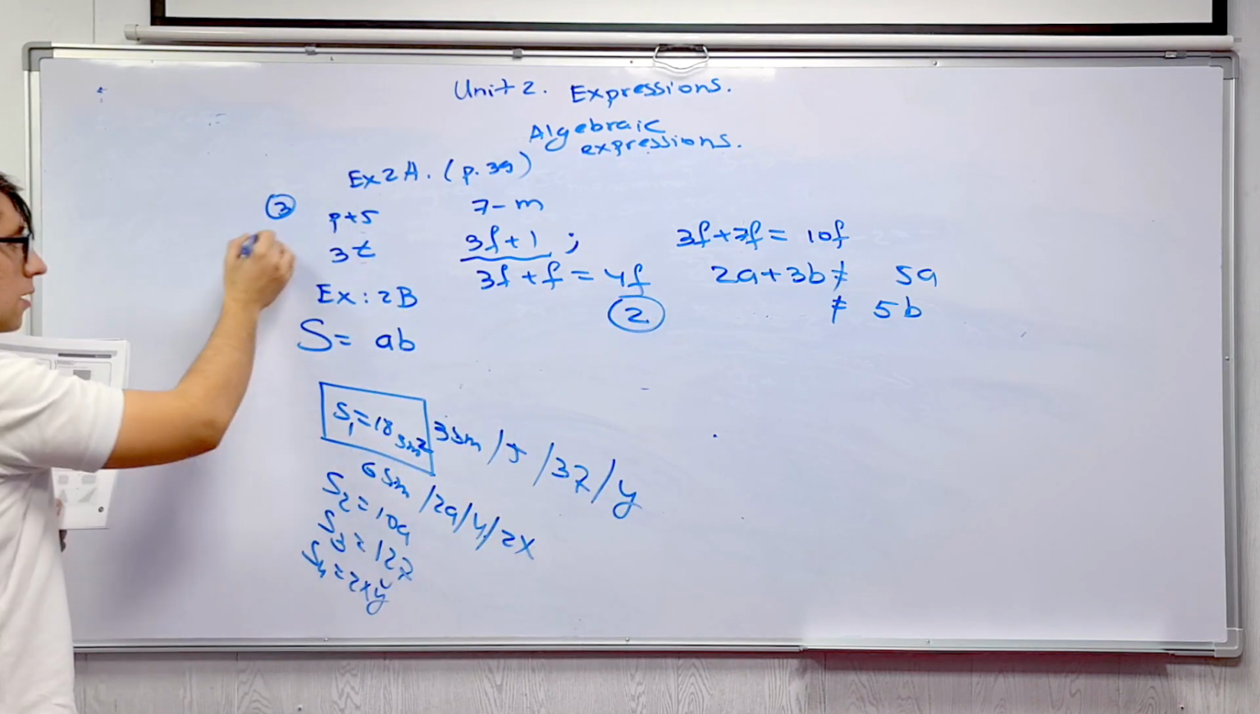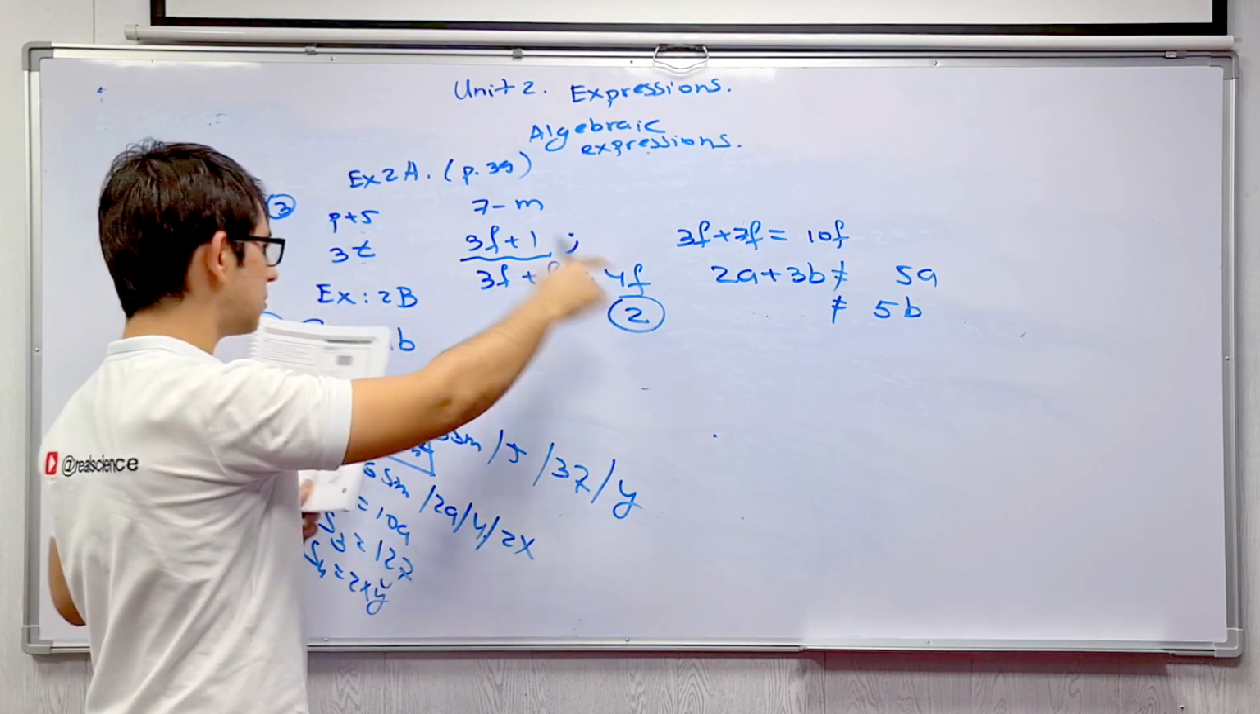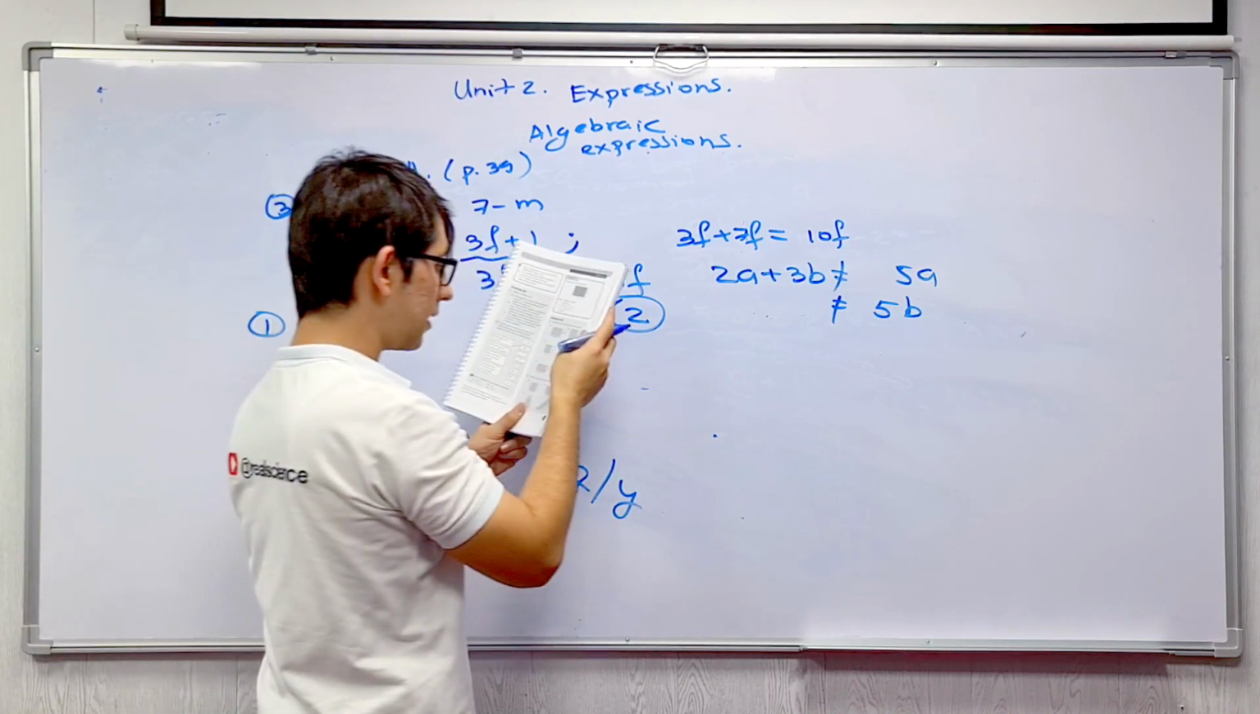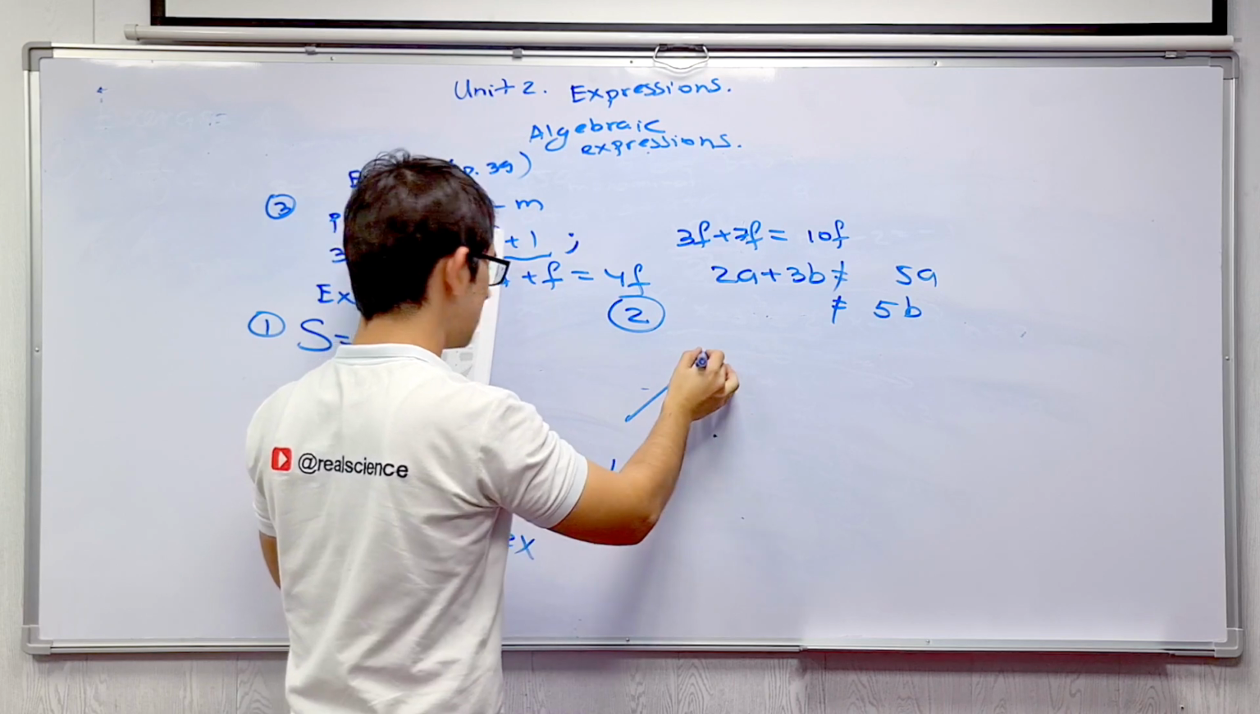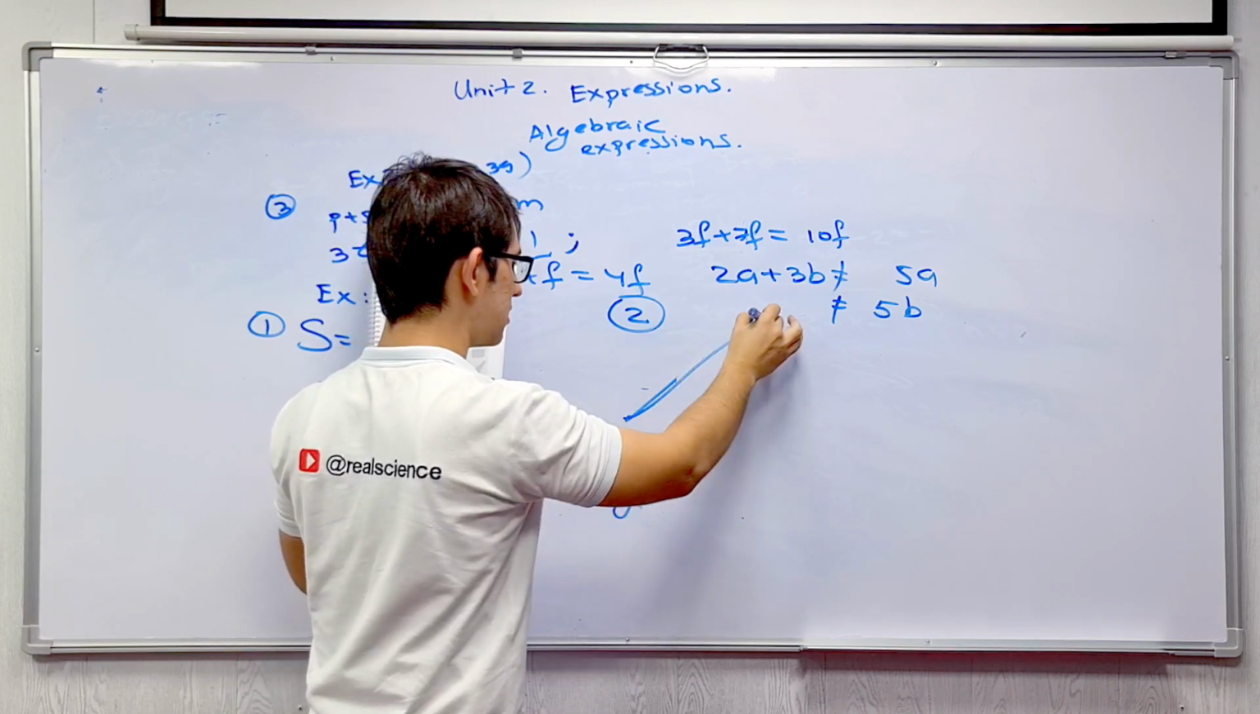So, this was the first problem of 2B. Second problem of 2B. Find the perimeter of the following shapes. So you're going with a triangle.